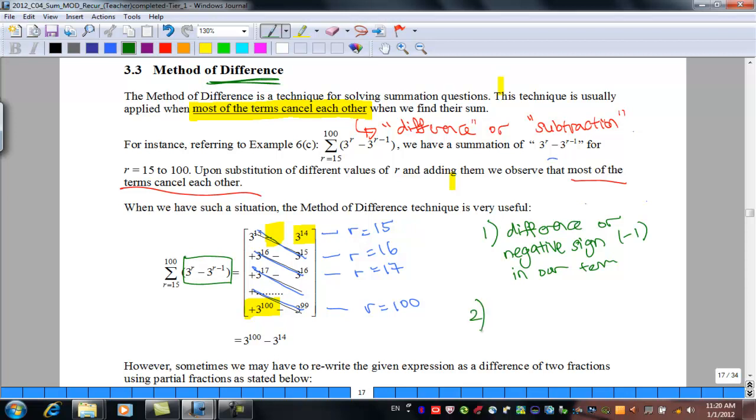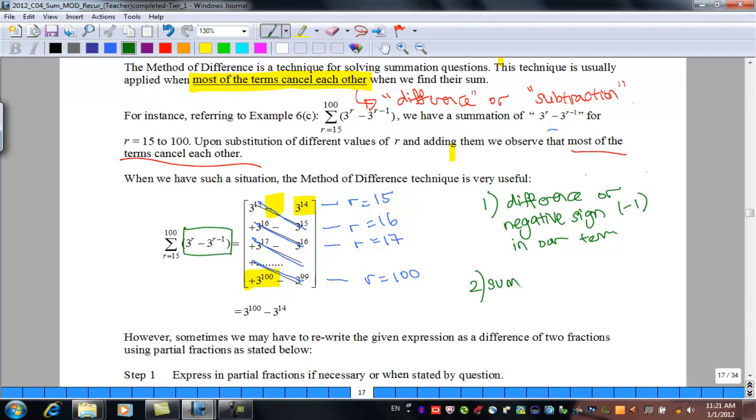And the next thing is, definitely it must be a summation. So before applying the method of difference, check for these two main things first: whether there is a difference and whether there is a summation. And when I say a difference, I also mean that we actually need the two terms that are being subtracted to be similar. They cannot be too different. In this case, 3 to the power of r and 3 to the power of r minus 1 are very much similar, which is why we are able to do cancellations like this later on.